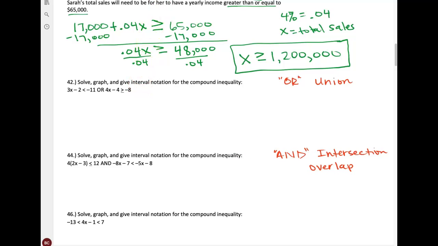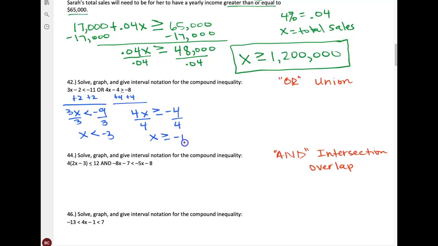Okay, so let's look at these two. So basically you'll solve these separately. Right, so I'll start with this first inequality. If I add 2 over, I'll get 3x is less than -9, and then divide by 3, so x is less than -3. Okay, and then on my other one, I need to add 4 over, so that's going to give me 4x is greater than or equal to -4, and then divide by 4. So x is greater than or equal to -1.